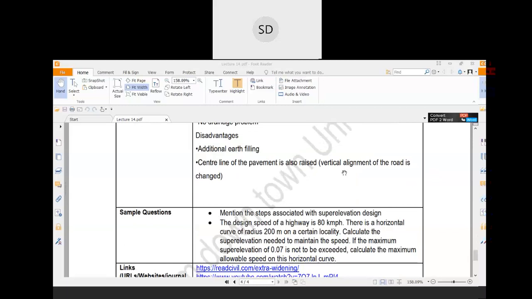So this is another problem. You just try to solve this by yourself. And I think in this problem, you have to go up to step number 4.